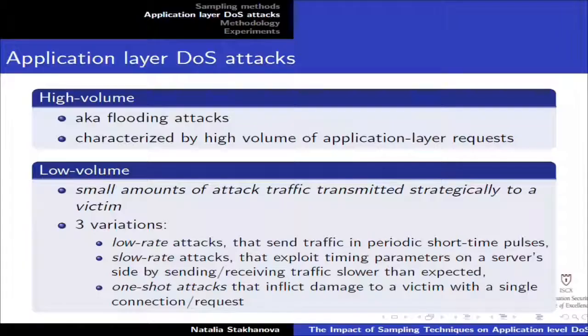There are a number of different classifications or taxonomies of application level denial of service attacks, and I know there is one that is very much liked by industry. Since I'm more on the academic side, I like this particular classification, which essentially divides all attacks into two classes: high volume attacks, which is basically your flooding, and low volume attacks, the attacks that do not require a lot of traffic from the attacker. And because they do not require a lot of traffic and they aim to cause targeted damage, the target has to be selected strategically. So there are three variations of low volume attacks. Low rate attacks again send the traffic in some kind of a pulse motion.